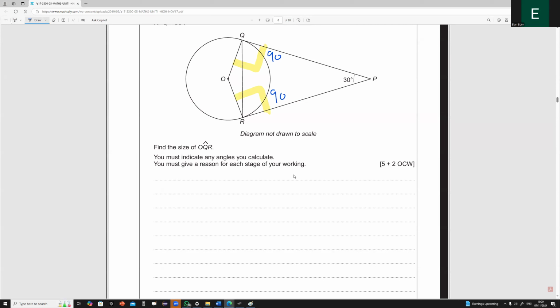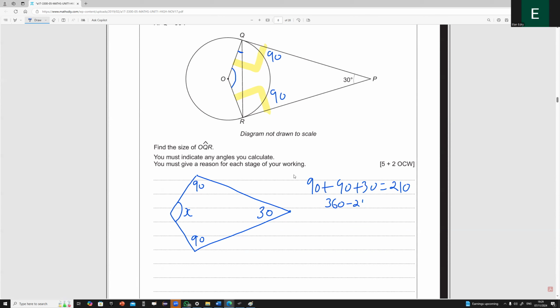How would I work out the angle? They want OQR, so they want this little angle here. But firstly, can I work out the angle at the center, so this angle? Maybe it would help if I drew a diagram. How would I work out that angle X? Just add the two 90s and 30 and then do 360 take away. Brilliant. Add those up. So 180, 210. Take that away from 360. So 150. Excellent. Well done. So that's 150. That is the angle in the center.